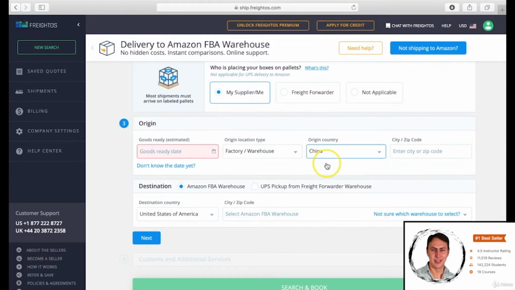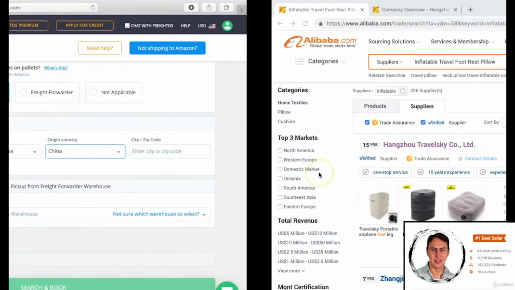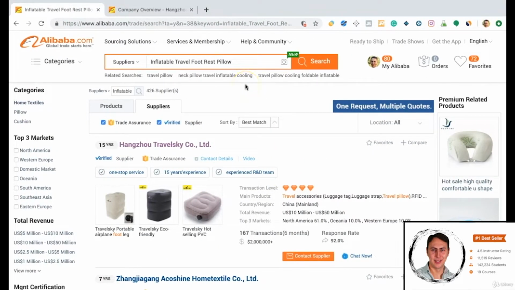How many days will the process take? You can choose the origin city and country as you wish. We'll make a calculation according to the selected country. I selected China because we'll make a calculation for China.